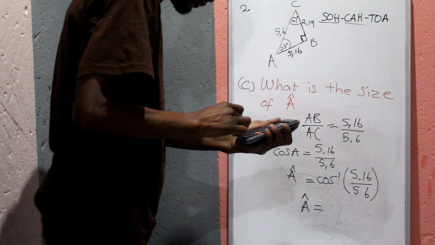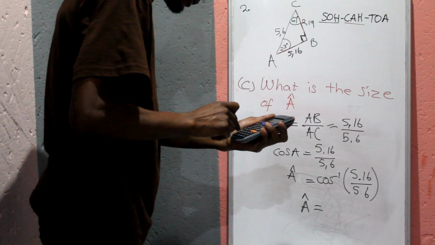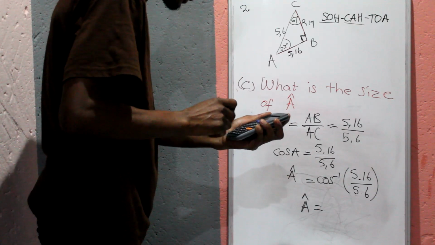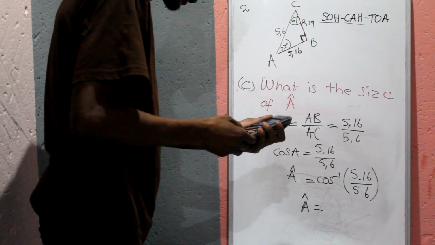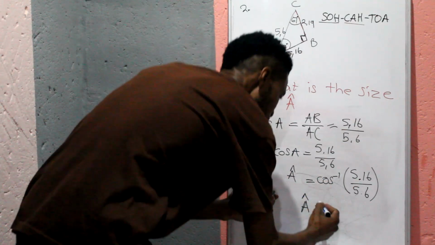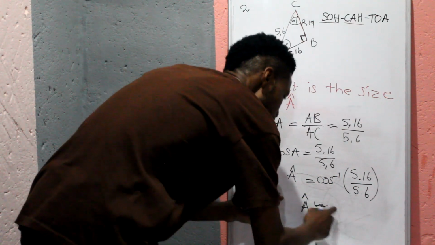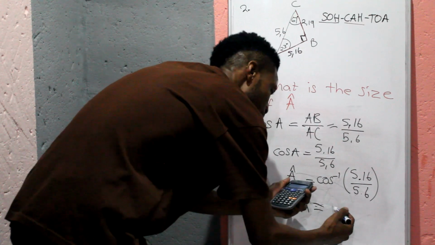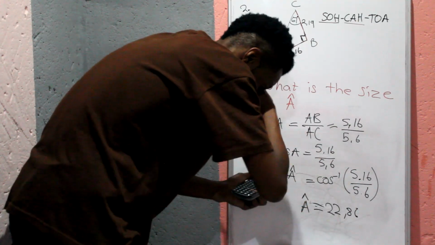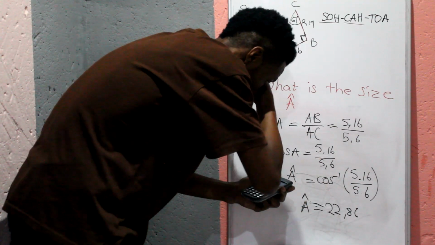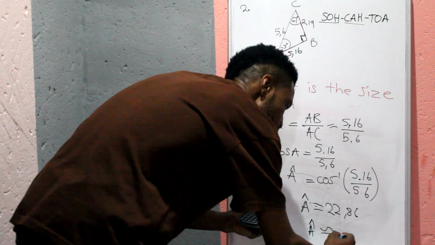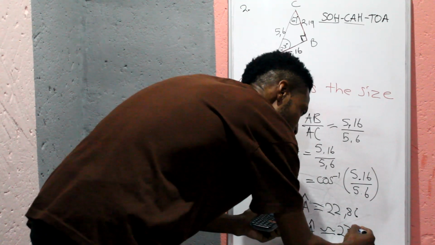Shift cos of 5.16 divided by 5.6, and then that gives you 22. Now you see what I was talking about. That's slightly going to be 23, but actually your calculator gives you 22.86. Now this is basically angle A being slightly equal to 23 degrees.